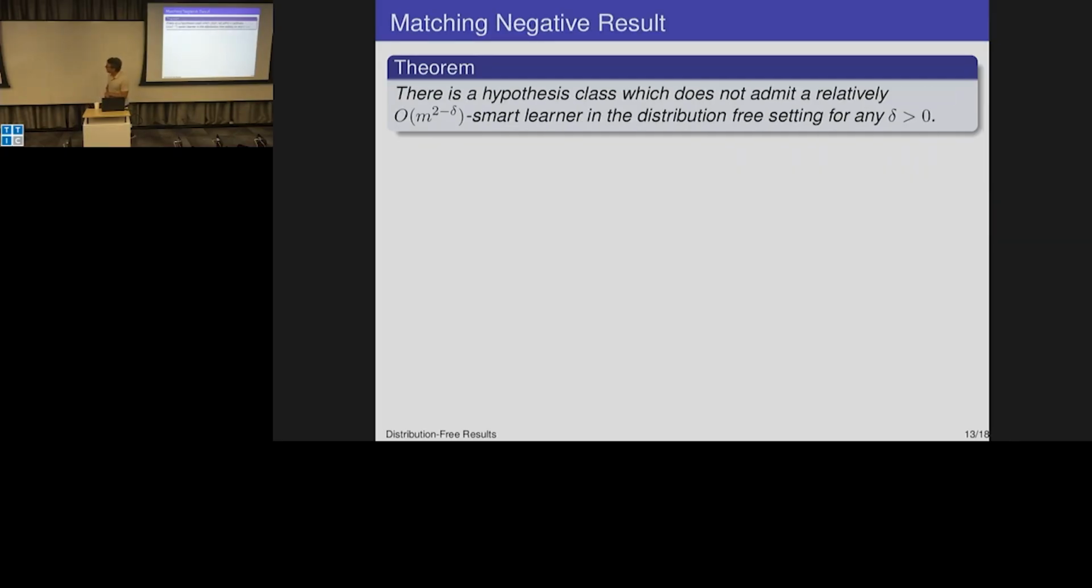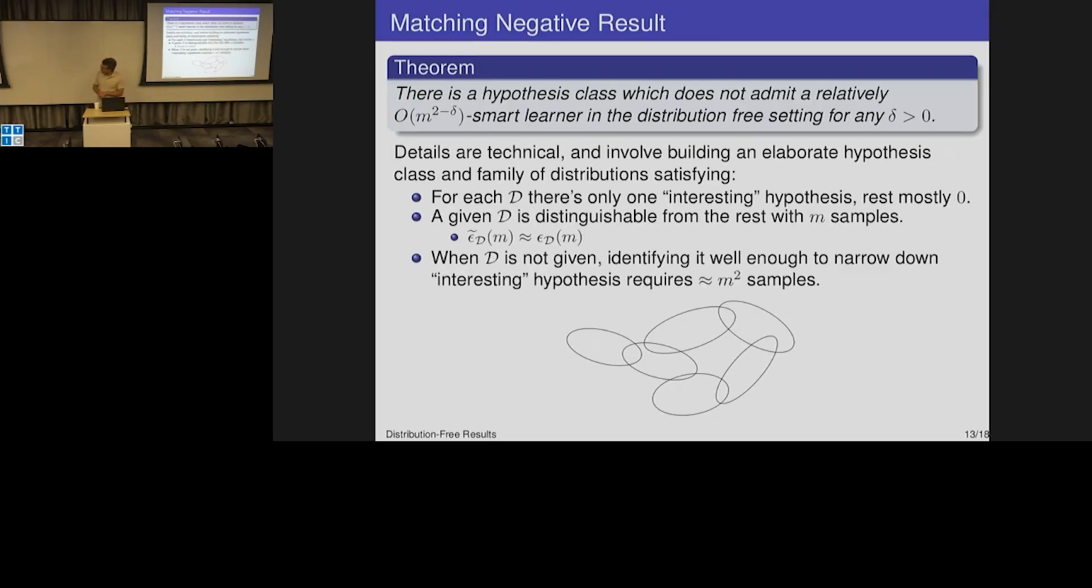Okay, so we had that positive result. We also have a matching negative result. There is a class such that you don't have anything better than quadratic in terms of relatively smart learning in the distribution free setting. So this M squared blow up is the best you could possibly do. The details of that are technical. I have to construct a pretty elaborate class and a family of distributions. For time, I'm not going to actually get into it, but it kind of looks roughly like this.